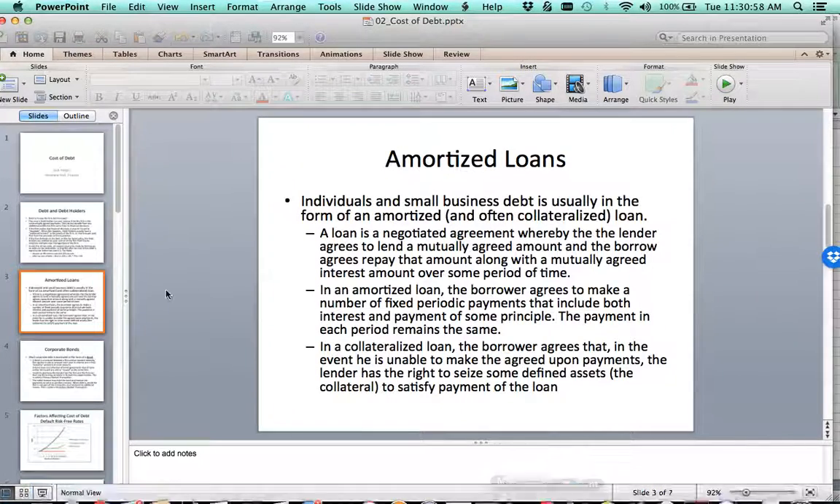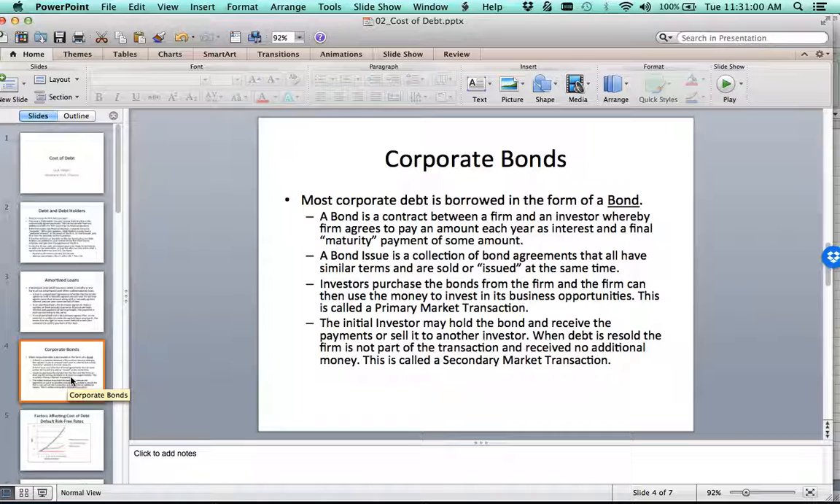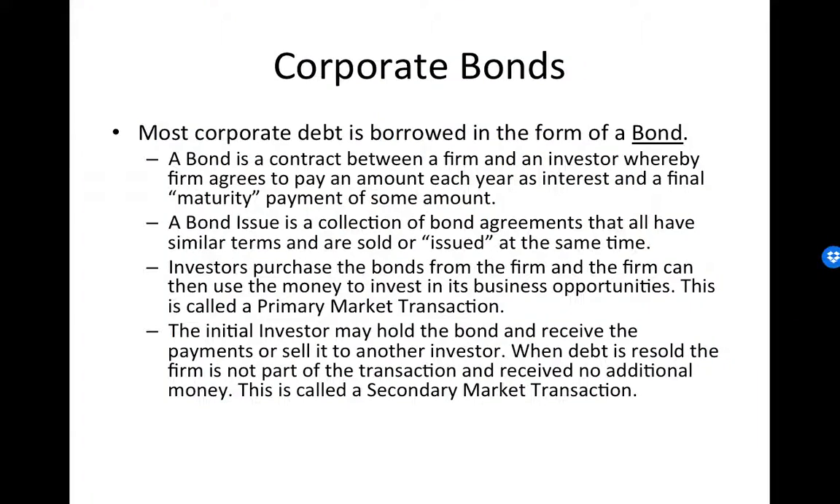Now, the other way that a corporation might be able to raise money in terms of borrowing money is through something called a corporate bond. A corporate bond is a little bit of a different concept than this sort of negotiated loan that we are most familiar with. A corporate bond is actually a contract.